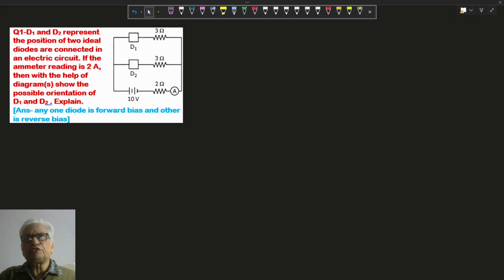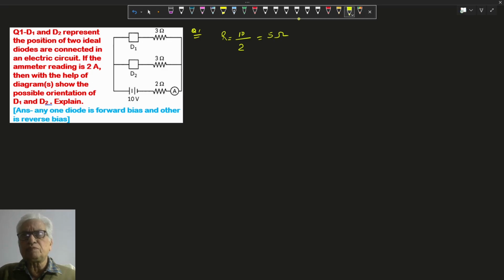They are subjective questions asked in CBSE board. There are two diodes D1, D2 connected like this. So resistance of the circuit: battery voltage 10 divided by 2 ampere current. So it is 5 ohm.